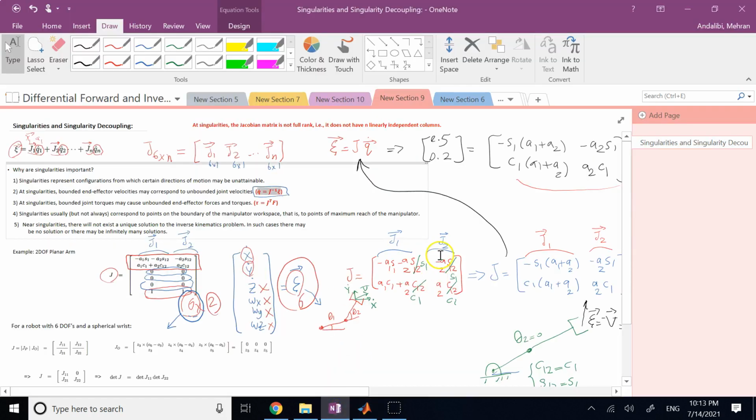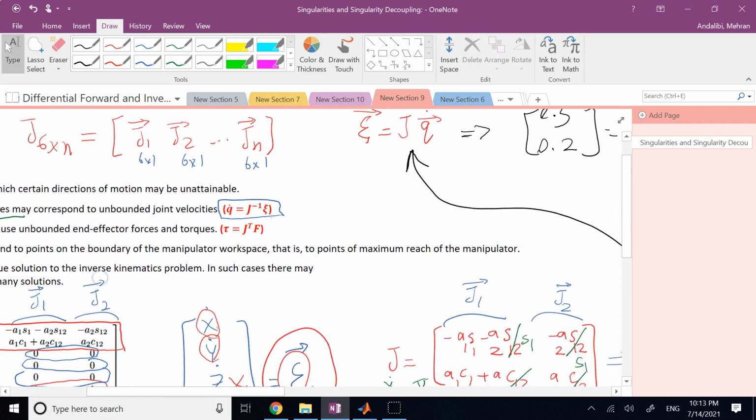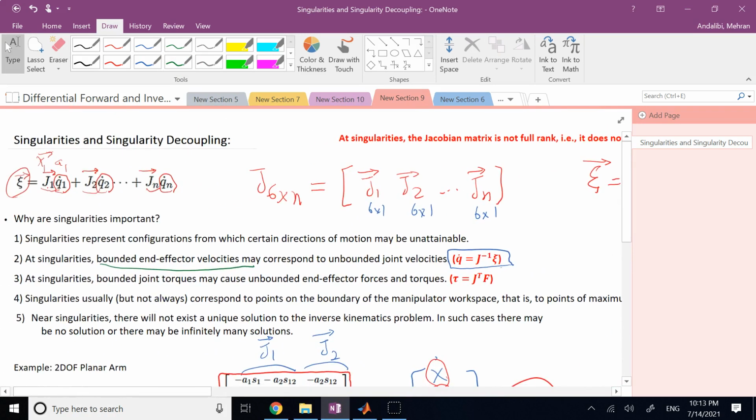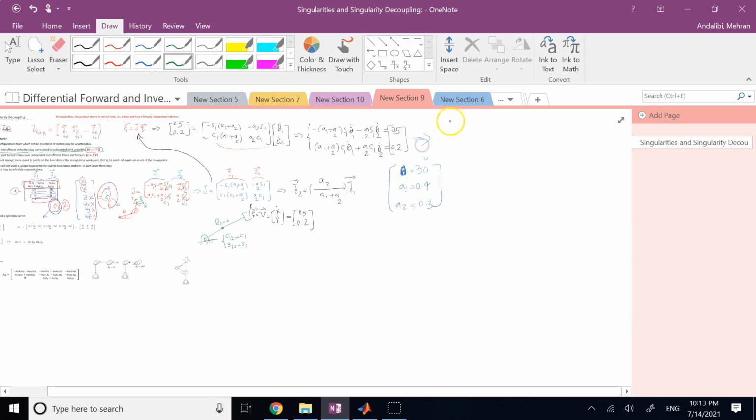Right? And that is exactly what we are talking about here. We asked for a bounded end effector velocity. We only asked for 0.5 and 0.2. But the answer it found for joint velocities are what? Unbounded. You saw that the theta 1 dot and theta 2 dot that I found were very, very big, correct? This is something like 10 to the 16, and this is also like 10 to the 16. These are huge numbers which you cannot achieve, unbounded really. Practically, they are like infinite.